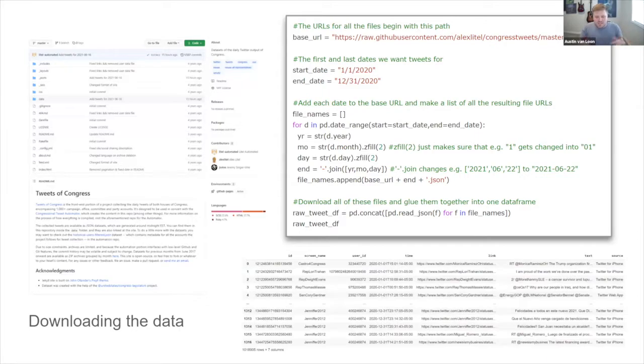As you can see, for just the year 2020, we end up with a bit more than 1 million tweets. And in this GitHub repository, they store 7 different variables.